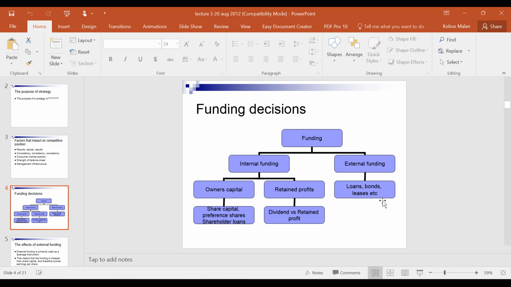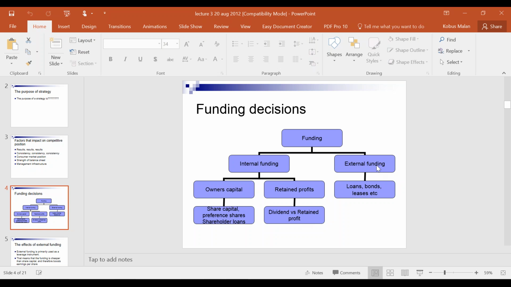Internal funding again comes from either the owners or from retained profits. Owner's capital in turn then is injected through share capital, preference shares and shareholder loans. Retained profits is profits that are generated from operations and which the directors decide to retain in the business instead of paying them out to the shareholders.